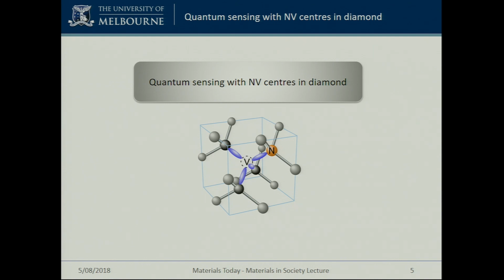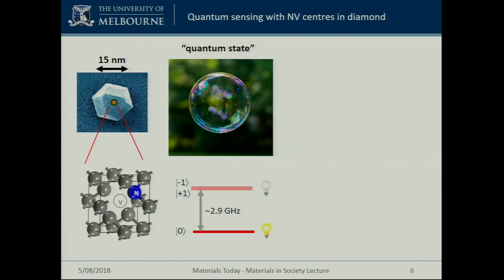So, quantum sensing with NV centres. What actually is it? What do we do? I'm a physicist by training, and my main interest in this material came about because this system represents an ideal quantum system that we can play with at room temperature.